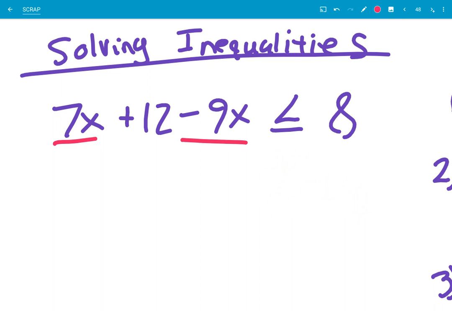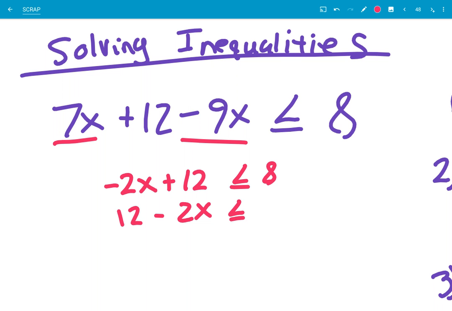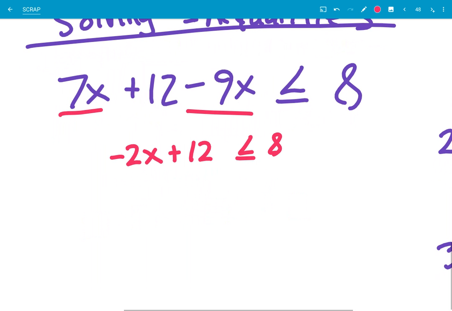I know that I have some like terms here. 7 and 9, that's a negative 9, is going to give me negative 2x. I could call that negative 2x plus 12, or 12 minus 2x is actually perfectly okay as well. Either one will get me there. I kind of prefer to put my variable first, so I'm going to go ahead and erase the second one. Now that I'm here, the left side is simplified, the right side is simplified.